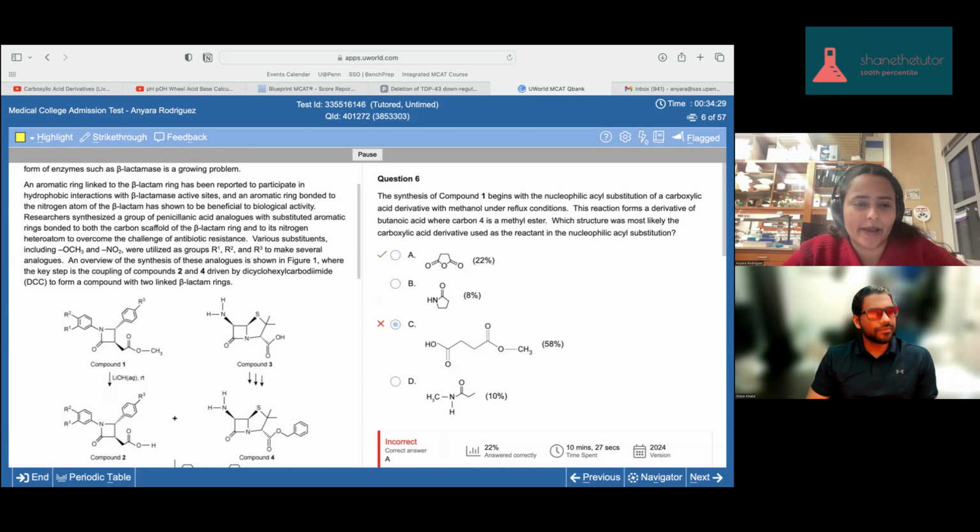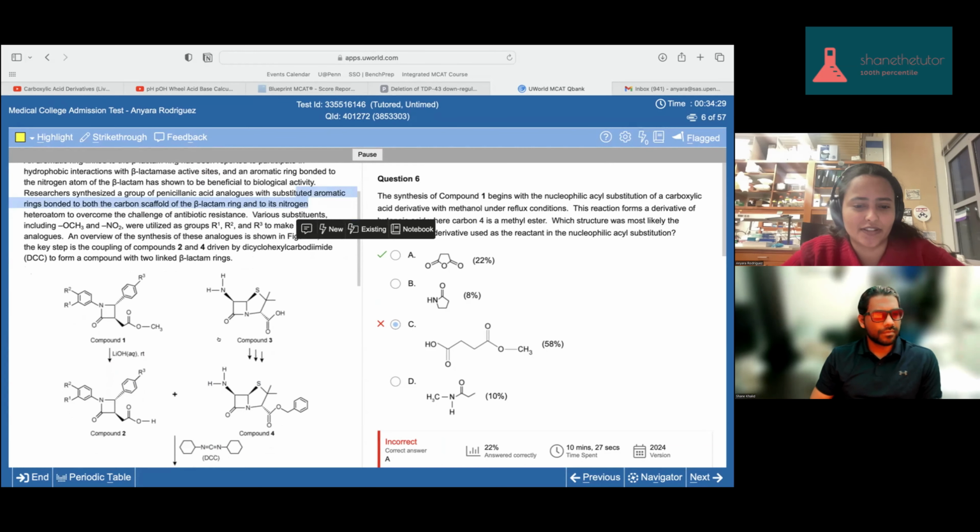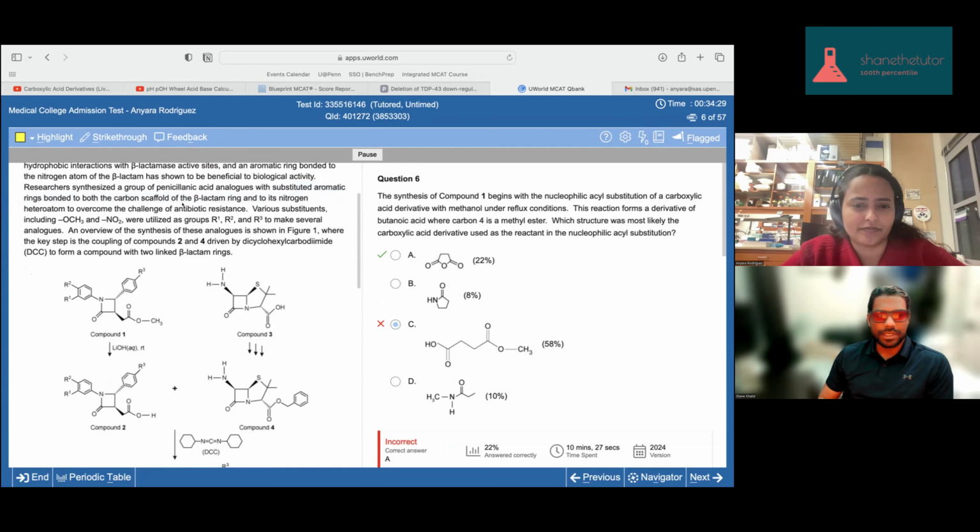Researchers synthesized a group of penicillinic acid analogs with substituted aromatic rings bonded to both the carbon scaffold of the beta-lactam ring and to its nitrogen heteroatom to overcome the challenge of antibiotic resistance. Okay, so they're making synthetic analogs of this with aromatic rings that are substituted. That means they have other groups bonded to them.